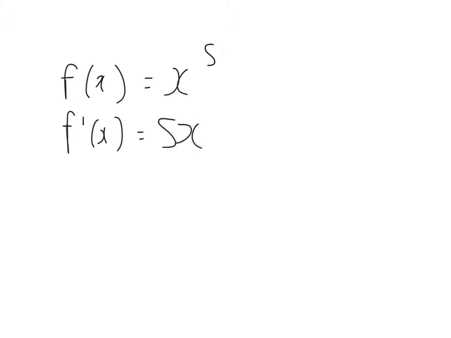Okay, we're going to look at some basic differentiation. Remember that the rule for differentiation is that you bring the power down, multiply, and take one away from the power. So let's start with f of x equals x to the 5. We'll find f dashed x: bring the power down, multiply, and take one away from the power, 5x to the 4.